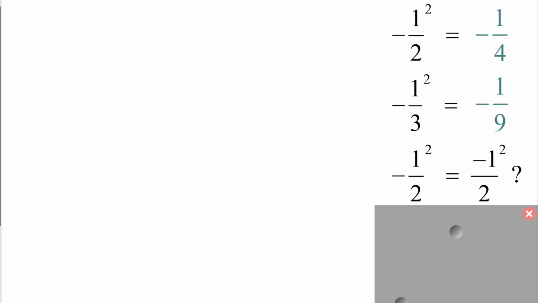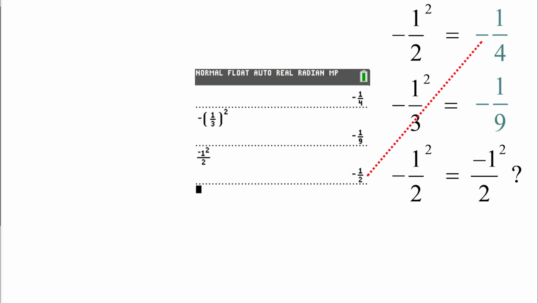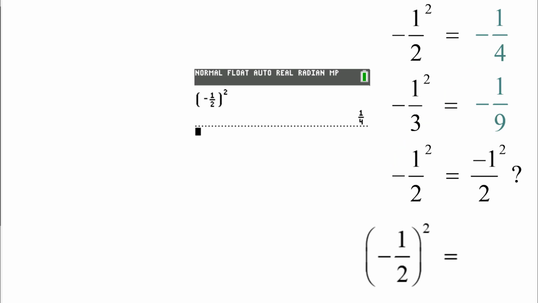Are those two things equal? Again, we can check with the calculator. Let the technology help teach our students. With and without parentheses.